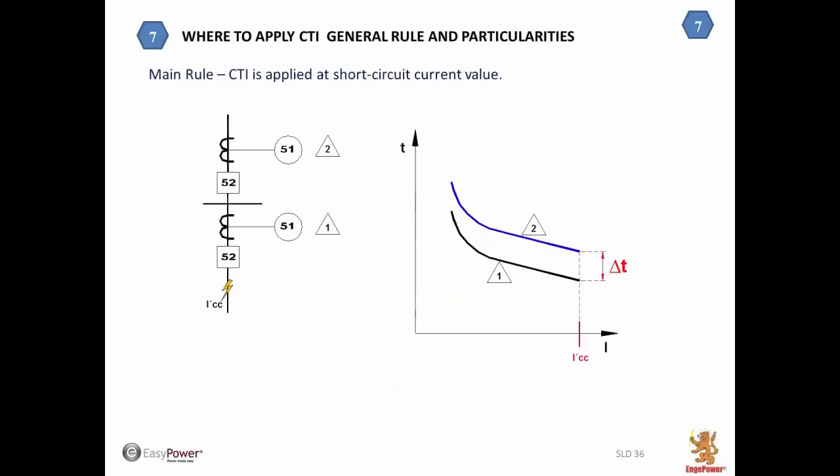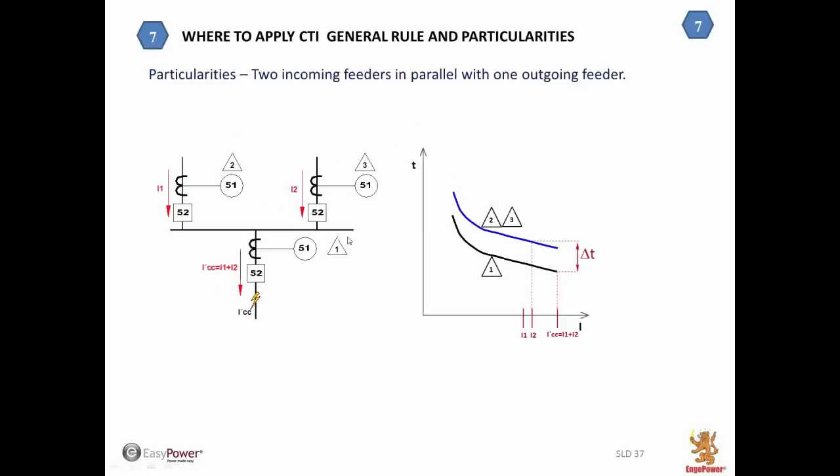Where to apply, in part 7 now, we're going to talk about where we should apply the coordination time interval. The coordination time interval's main role is to coordinate the downstream relay with the upstream relay at the short circuit current. Okay, so you are going to apply the coordination time interval for the short circuit current. That's the main role.